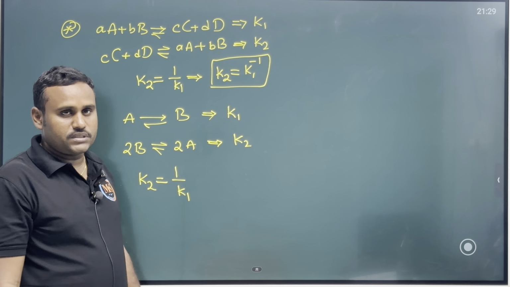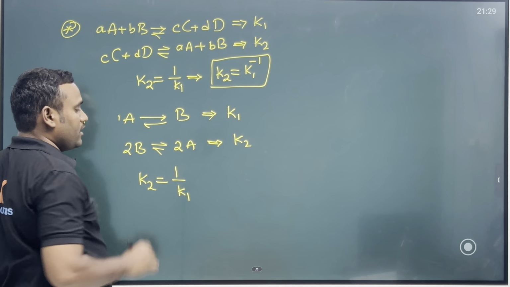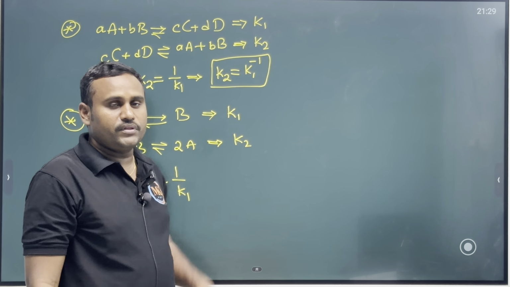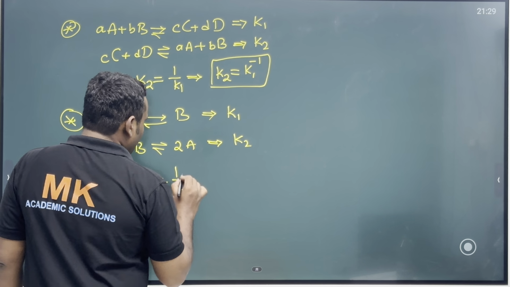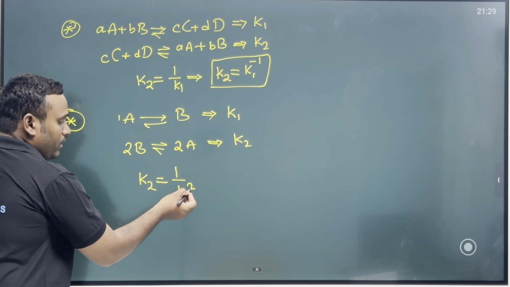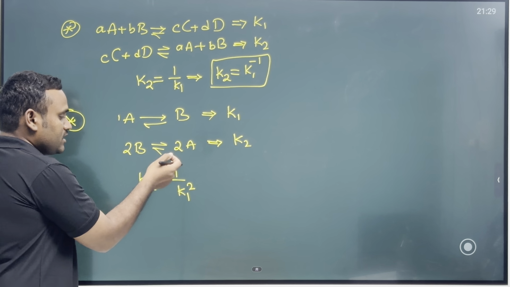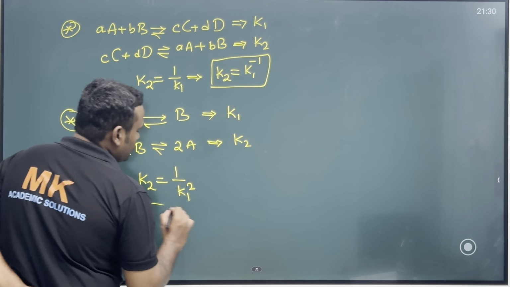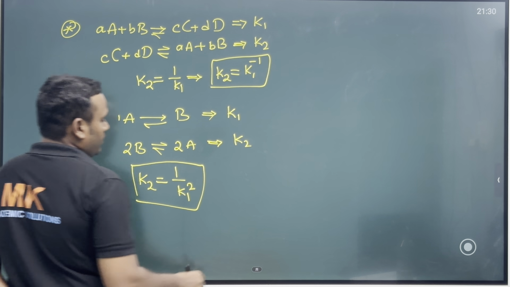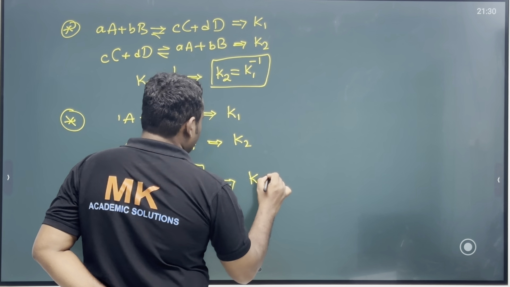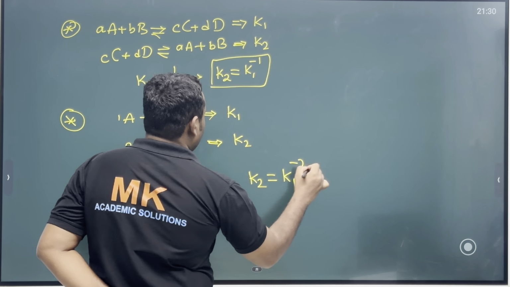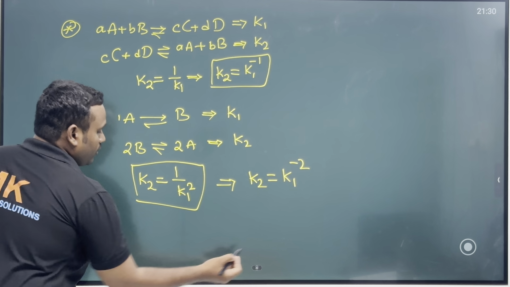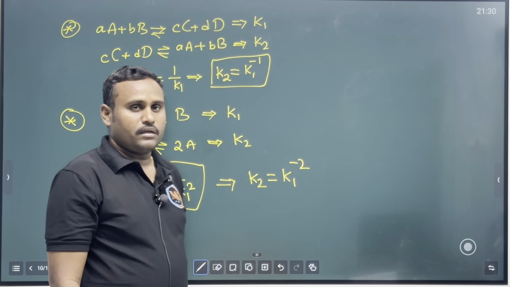How are the stoichiometric coefficients changed? Here a stoichiometric coefficient of 1 is there, and here a stoichiometric coefficient of 2 is there, which means it is multiplied by 2. So K2 is equal to 1 by K1 square. The multiplied value goes to the power and it is inverted, that's why the equilibrium constant is also inverted. Therefore K2 is equal to 1 by K1 square, or simply K2 is equal to K1 to the power minus 2. Like this also you can write. So this is about the stoichiometric coefficient and the mode of representing the chemical equation.